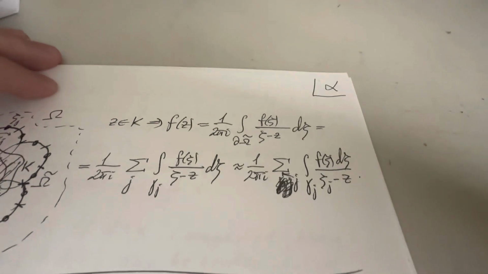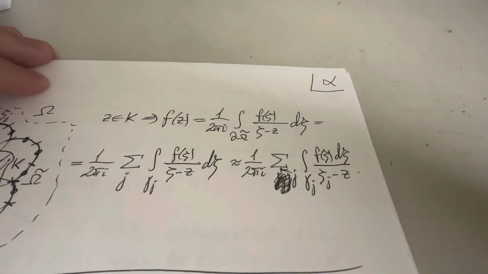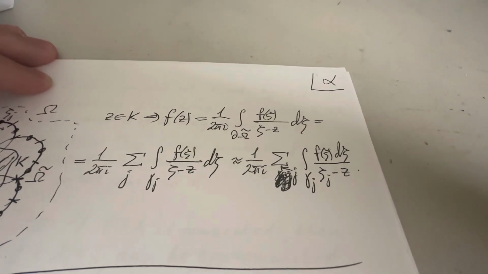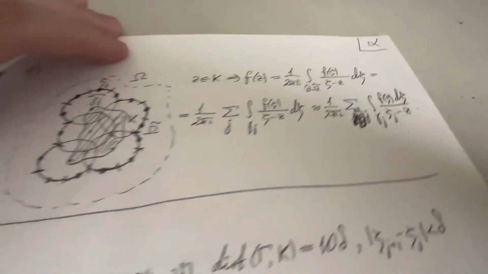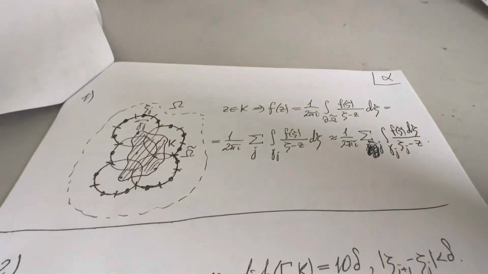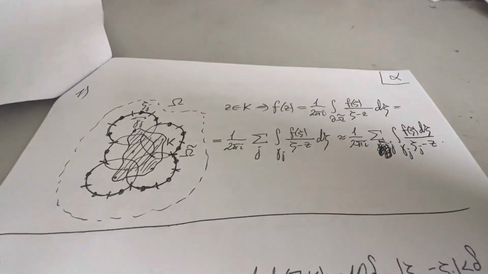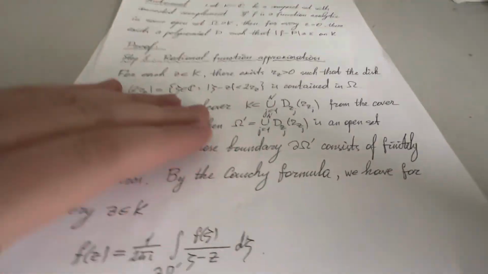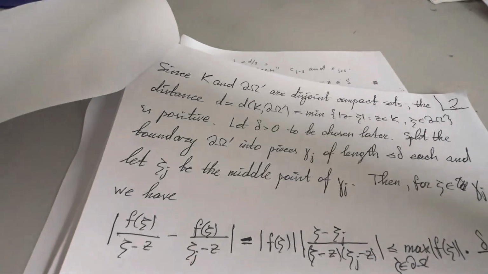Wait, how is this different? Oh, he's got zeta j in the denominator instead of zeta. Okay, so the big question here is what are these zeta j's? I mean, zeta j here is a point along the arc. But I need to figure out if it's like a pole or something. Okay, let's continue the proof.